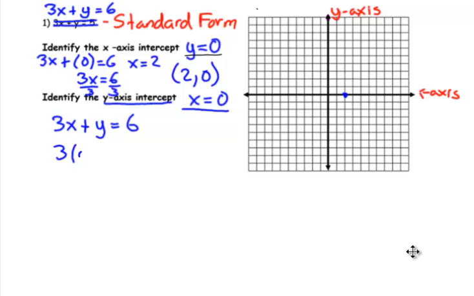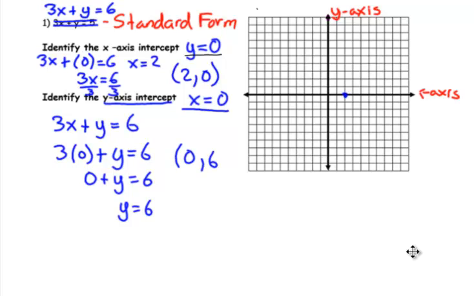So we take our same equation, 3x plus y equals 6, and in place of x, I want to substitute 0. So now we're going to plug that in for x. 3 times 0 is 0, plus y equals 6. So therefore, y equals 6 when x is 0, which is the point (0, 6). So over here on our graph, we get the point 0, 1, 2, 3, 4, 5, 6. So I've got the point (0, 6), and the point (2, 0).